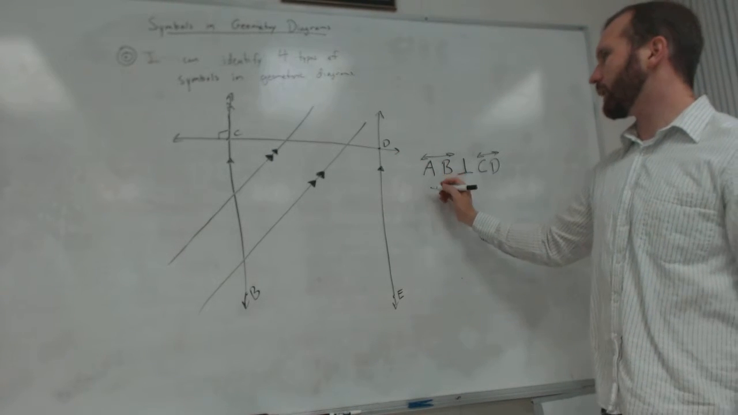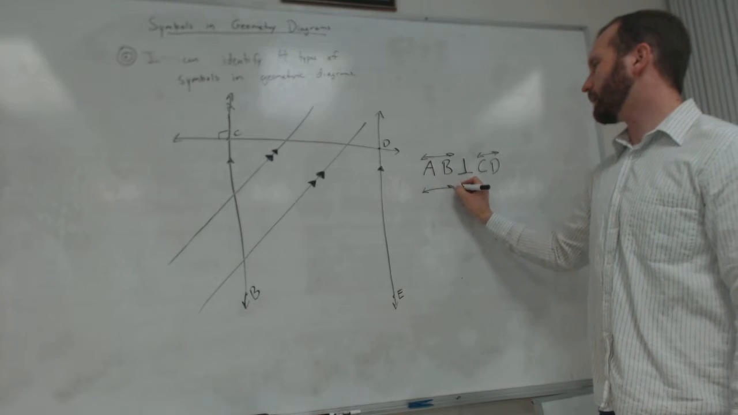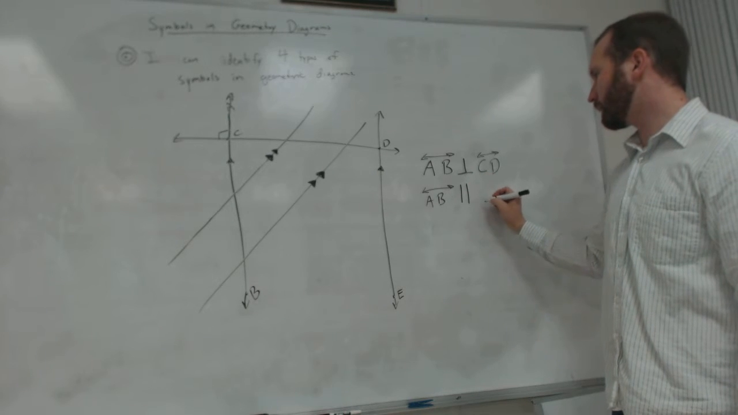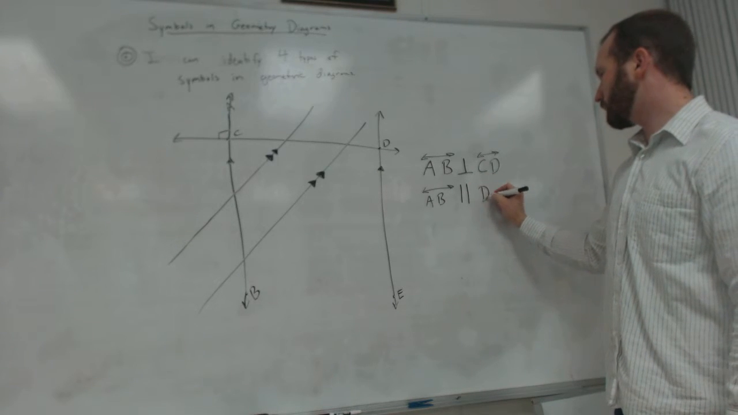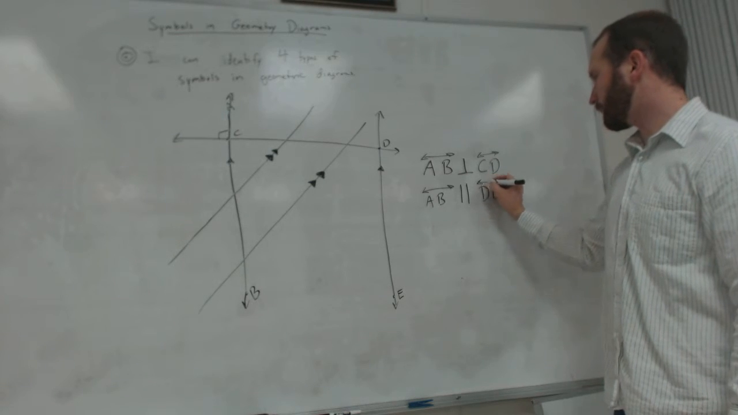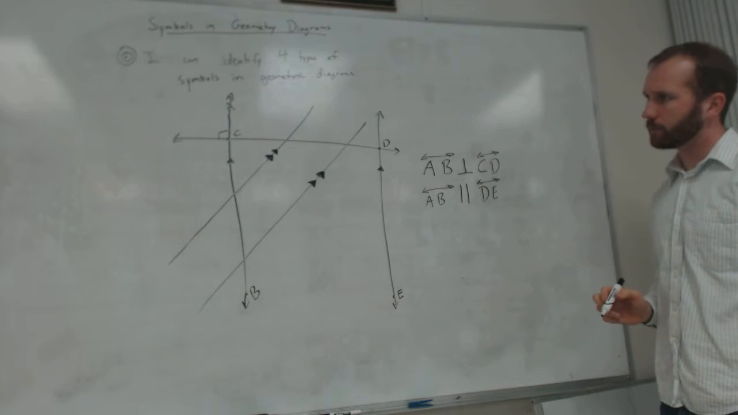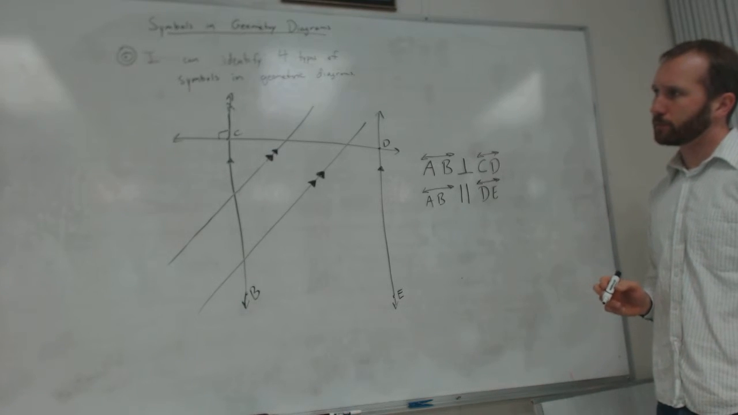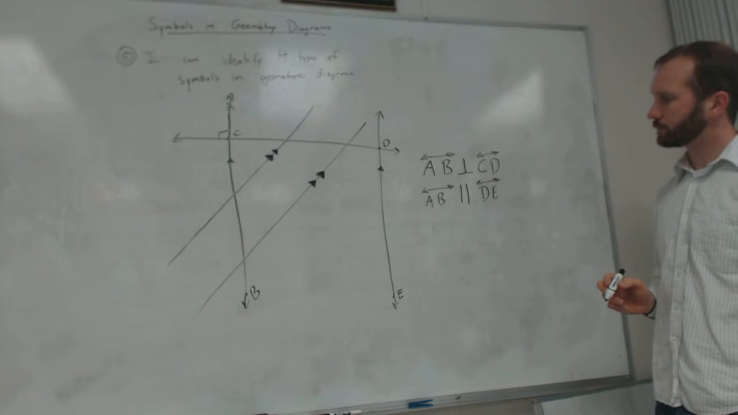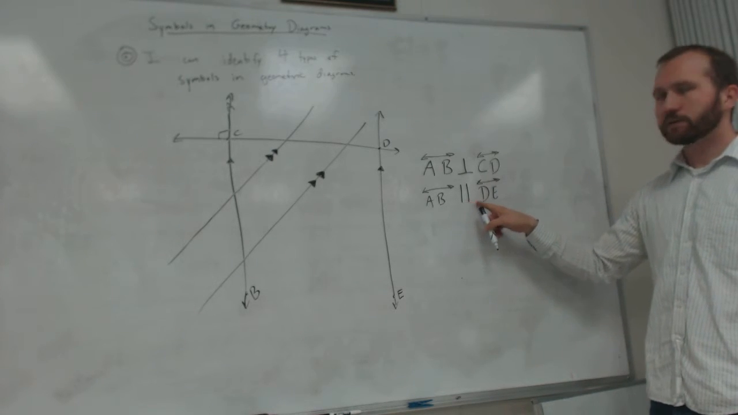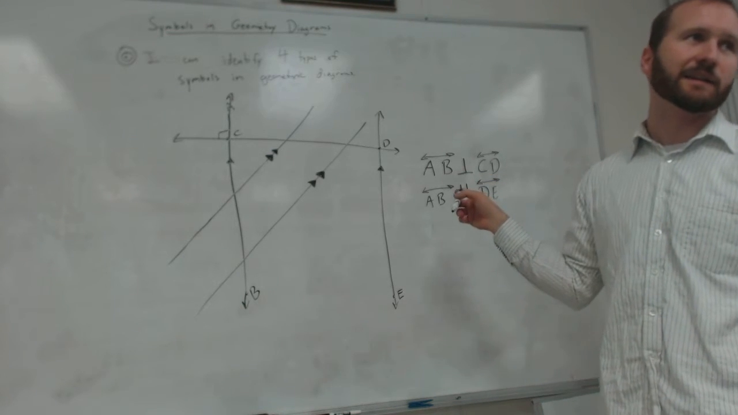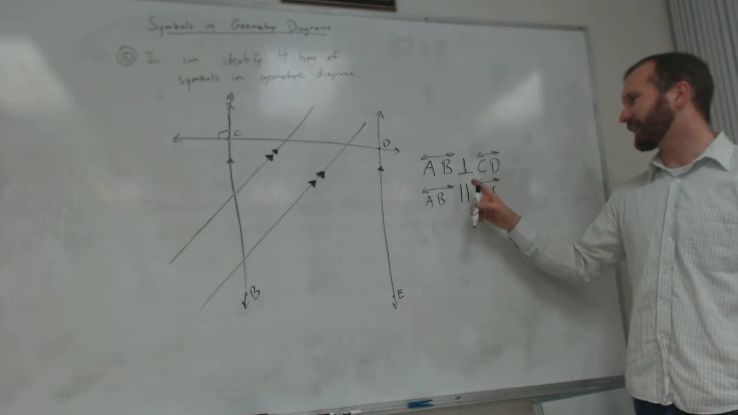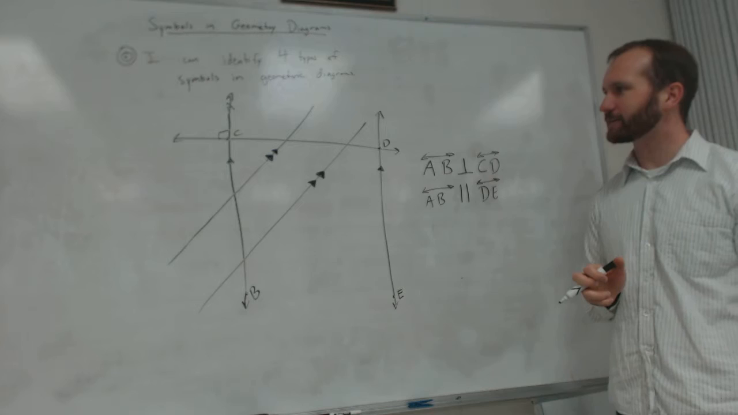And then if I wanted to write this out, I could say that line AB is parallel to line CD. So it kind of looks like 2 L's, like in parallel. Or 2 parallel lines, yeah, kind of like that one is 2 perpendicular lines.